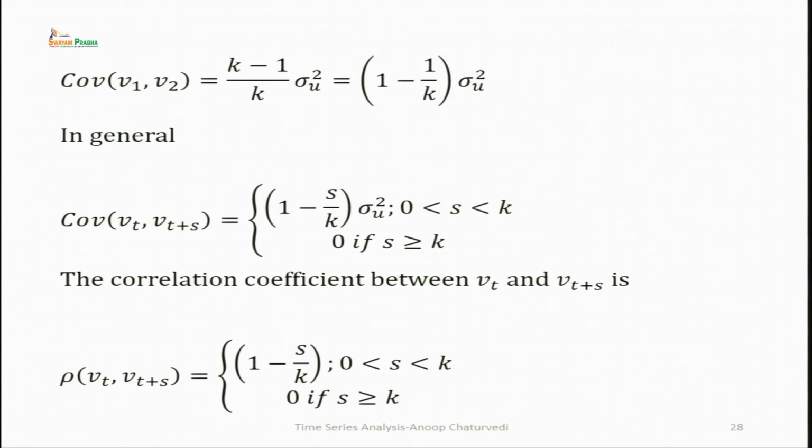In general, the covariance between V_t and V_(t+s) is equal to 1 minus s upon k, times sigma squared u, for s between 0 and k. For s greater than or equal to k, there are no terms in common, so the covariance between V_t and V_(t+s) is equal to 0. From here you can easily obtain the correlation coefficient between V_t and V_(t+s), given by rho of V_t, V_(t+s).